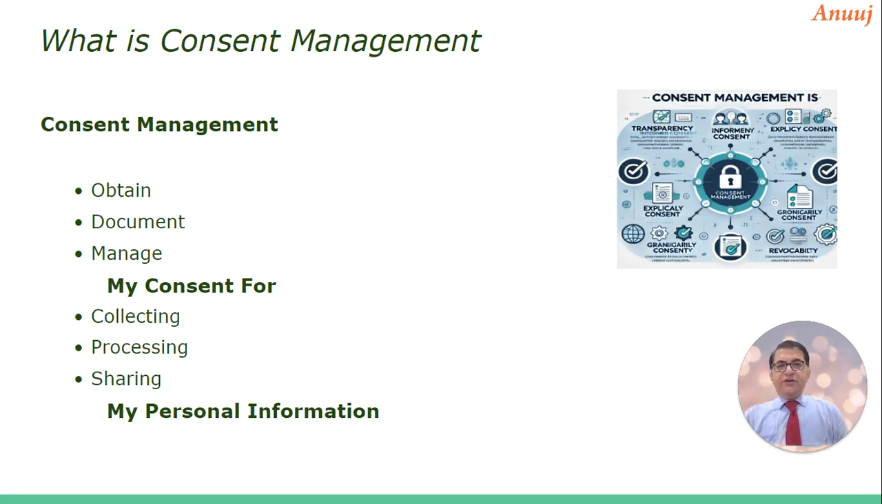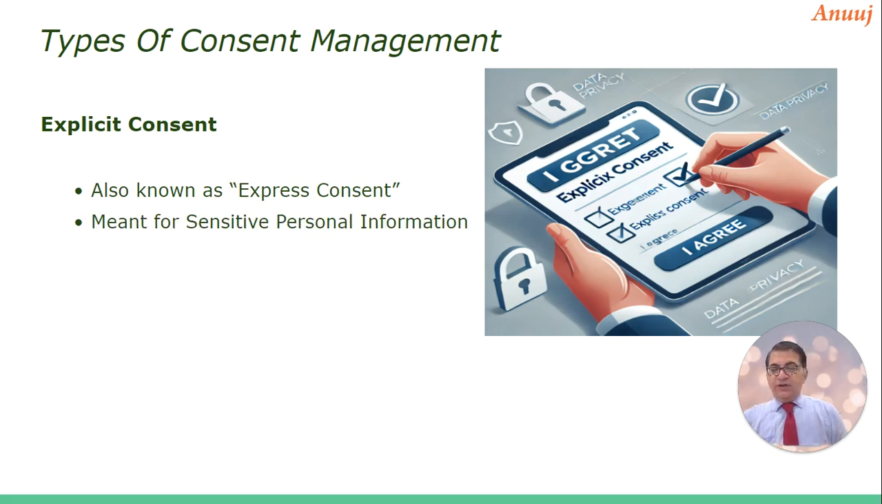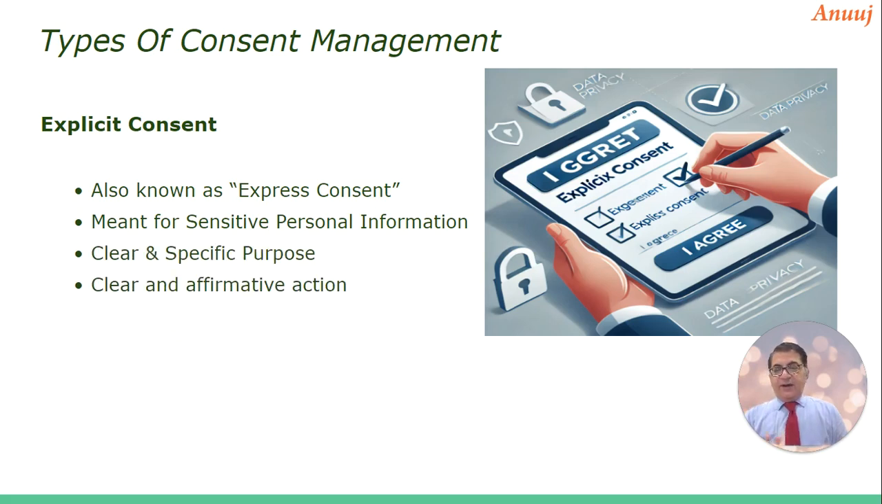Now let's get into the details of the 10 different kinds of consents that can be obtained depending on the kind of situation you are in. The first one is explicit consent, which is also known as express consent. You know the clear purpose. It is meant for your sensitive personal information. A clear purpose is defined, and then you are asked for an affirmative action: after understanding the purpose, are you okay? Are you ready to give me the consent to process your data?